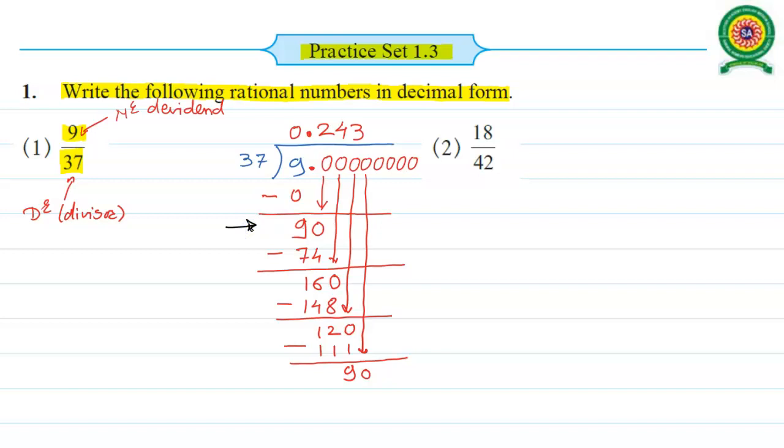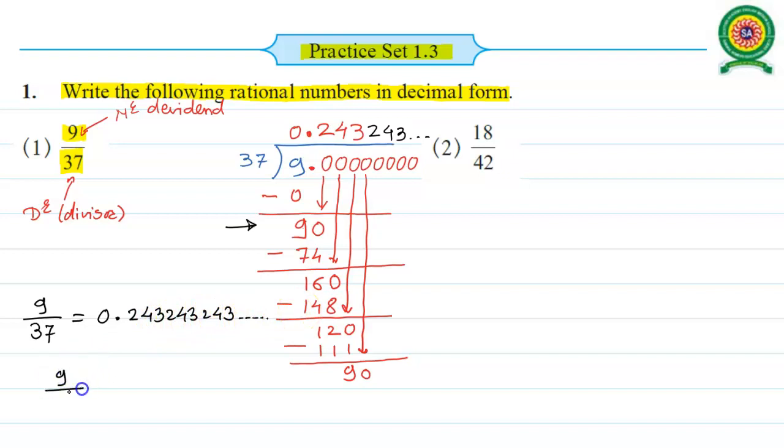That means we can now write 9 divided by 37 as follows. Once we have the remainder 90, which we had in the first step of the division, again 2 should appear, again 4, again 3 and so on up to infinity. So we have the decimal form 0.243, and 243 must appear infinitely many times. If you carry out the division further, we have 243, 243, 243 and so on infinitely many times.